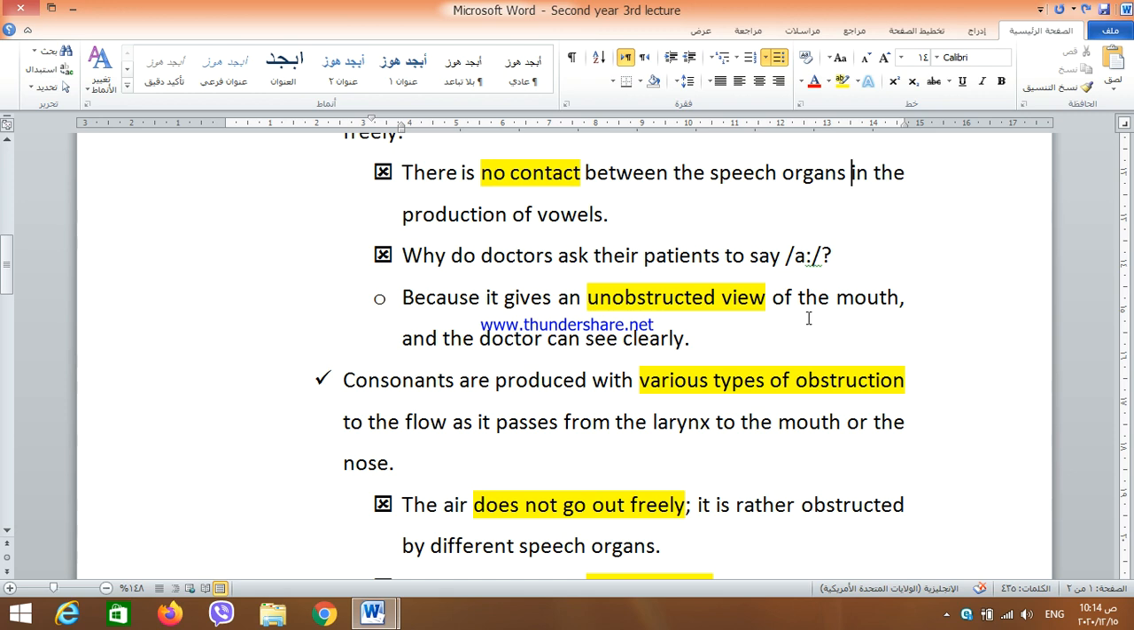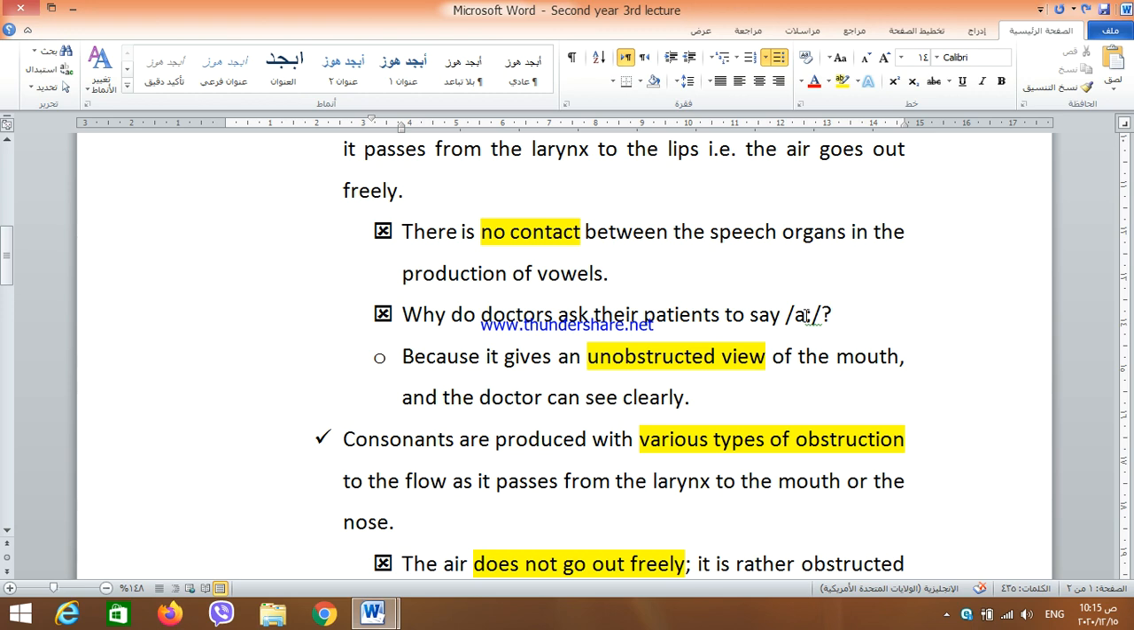You can put the mirror in front of you and try pronouncing the sound ah and make it longer if you can. Then you can feel that your mouth is open and you yourself can see the back of your mouth, the inside of your mouth. This is a proof that the pronunciation of vowels does not require any interference to the airflow or the airstream from the organs of speech.